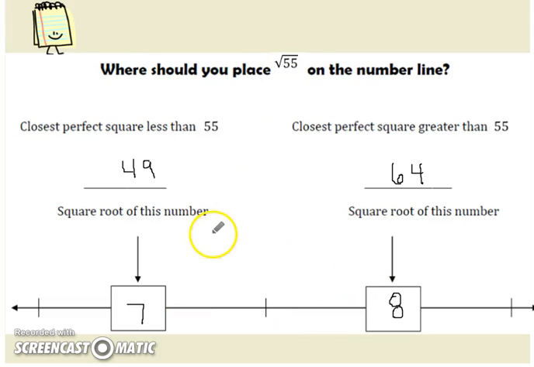So if we think of what number 55 is closer to, between 49. So 55 minus 49.